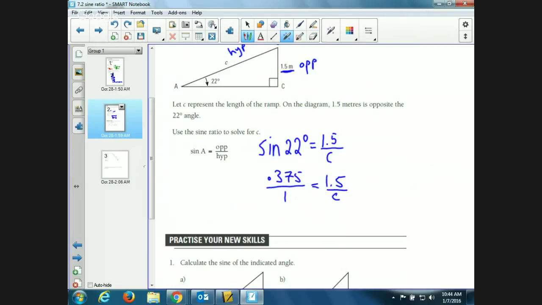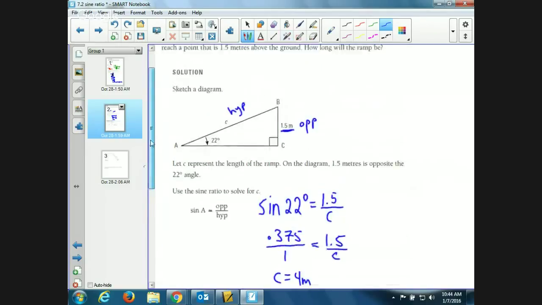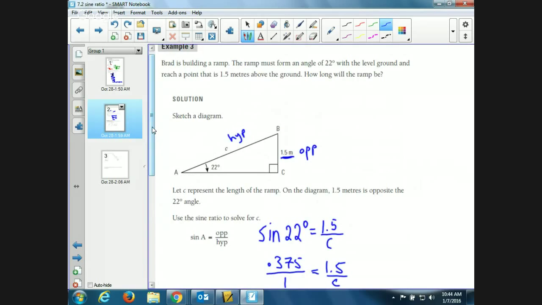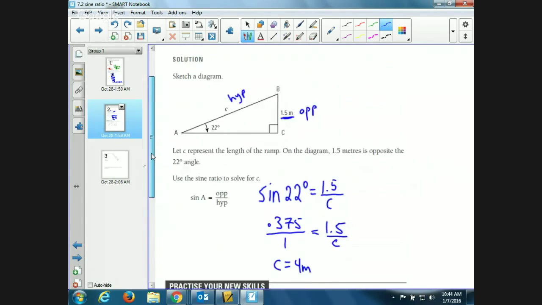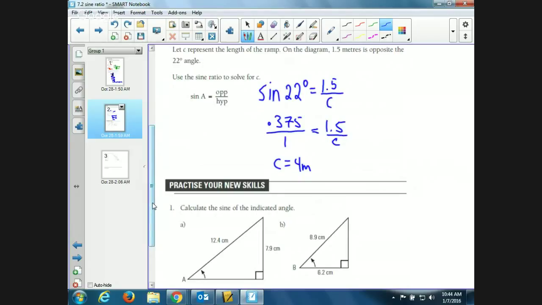Perfect, 4. So C equals 4 meters. So to make a sentence out of that, we were trying to find the ramp length. So 4 meters is the length of the ramp.